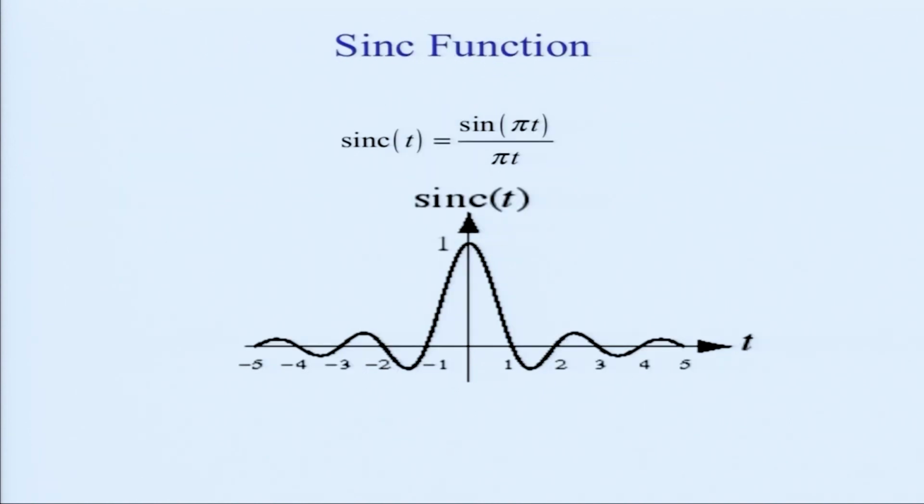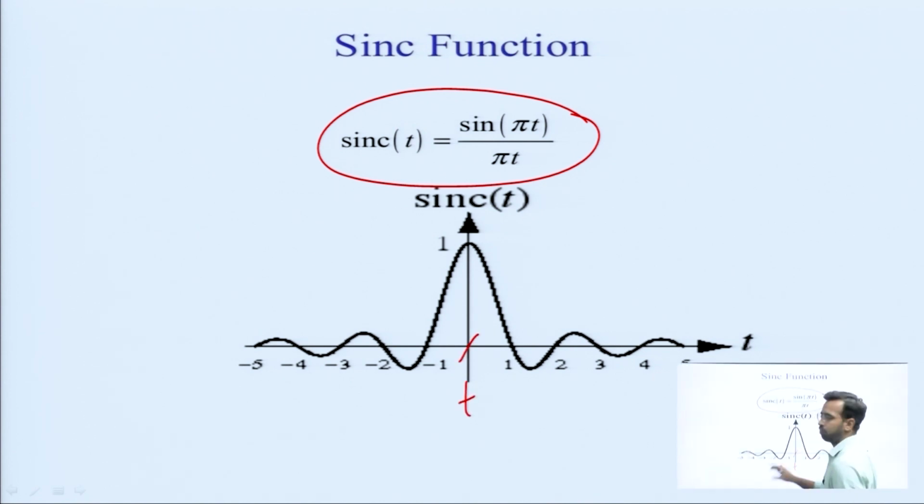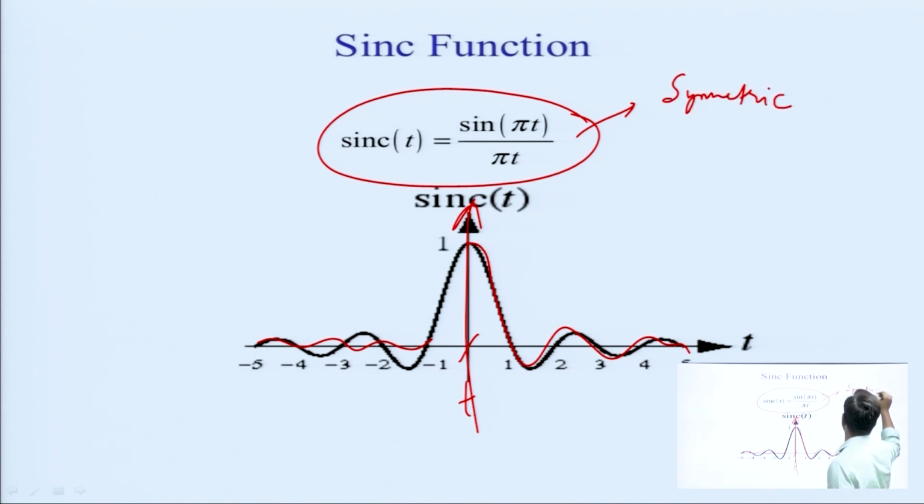Now, another function is the sinc function. What is the sinc function? This is the mathematical representation of the sinc function: sin(pi t) upon pi t. The signal has values for t greater than 0, t less than 0, and at t equal to 0, and the magnitude of this signal decays with respect to time. This signal is also symmetric with respect to the y axis. If the signal is symmetric with respect to the y axis, that means it is an example of what? It is an example of an even signal.